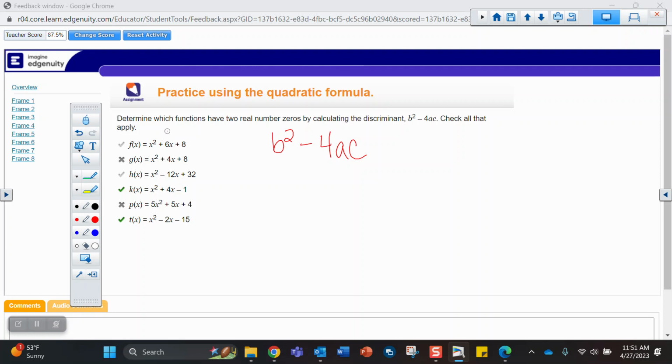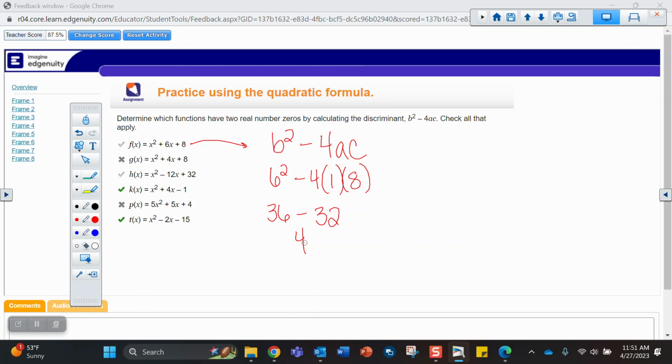So b is 6. I'm going to do this first one. b is 6, so 6 squared minus 4 times 1 times 8. So that's 36 minus 32, and that's going to give me 4. So that's positive. That one should have worked.